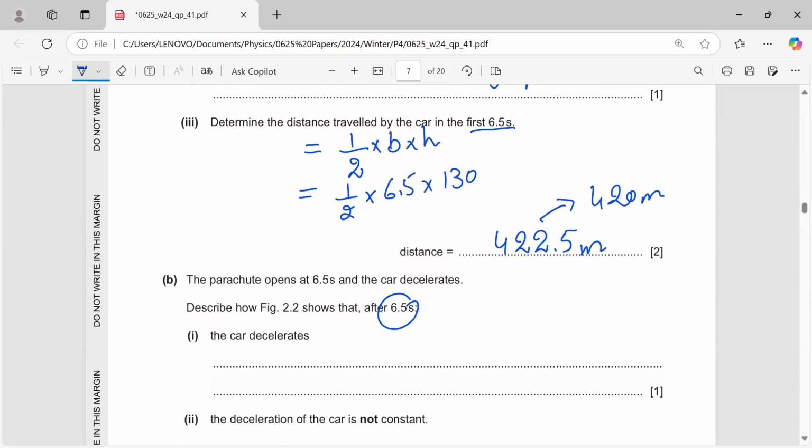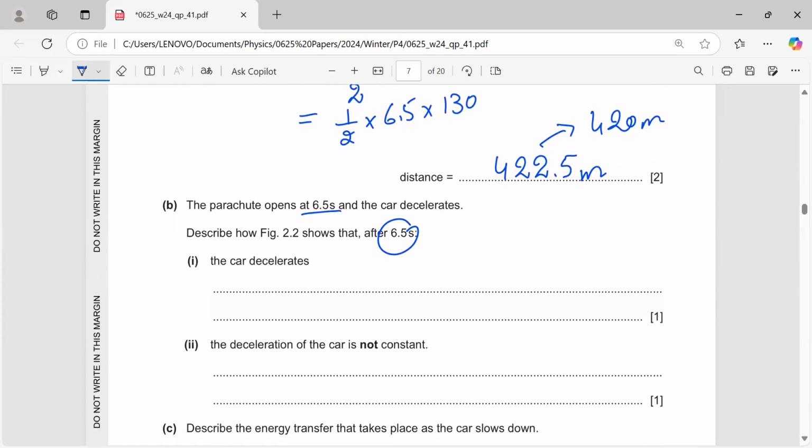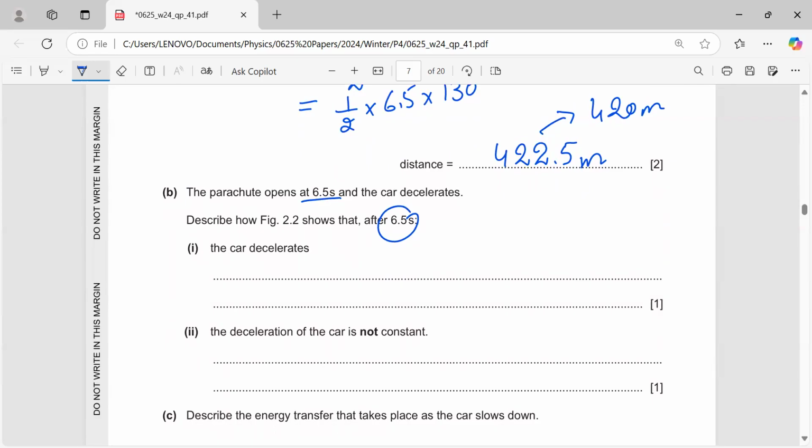The parachute opens at 6.5 seconds and the car decelerates, right? So the car starts decelerating. How does this figure show that after 6.5 seconds the car decelerates? We have to tell by taking a look at the figure, like it's a straight line, it's a curve, it's increasing, decreasing, like that. We have to explain that. We should use those terms, by looking at the graph, to explain that the car decelerates.